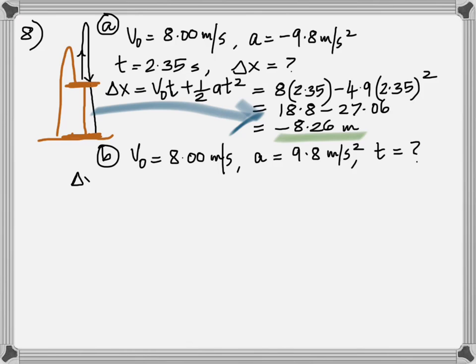In the second part, it's thrown straight down with the same initial velocity. This time A is positive instead of being negative. And you have to find the time now. Now you know the displacement is 8.26. Remember, it's being thrown down. You take the initial direction as positive, so it's 8.26 meters positive. Use the same equation.